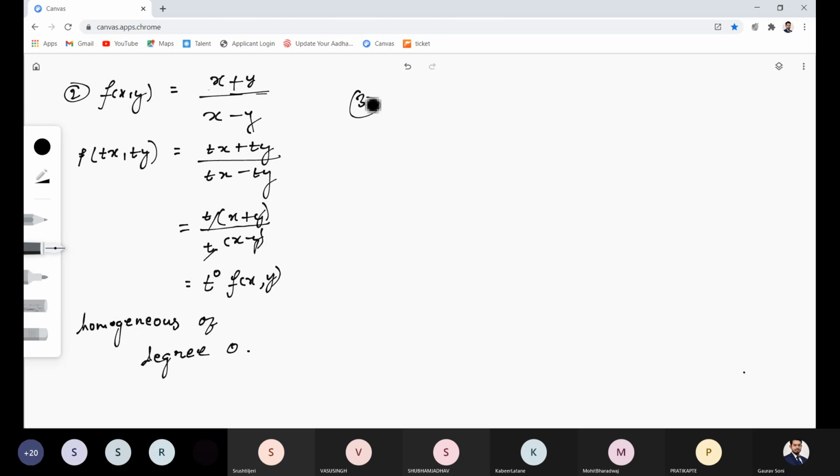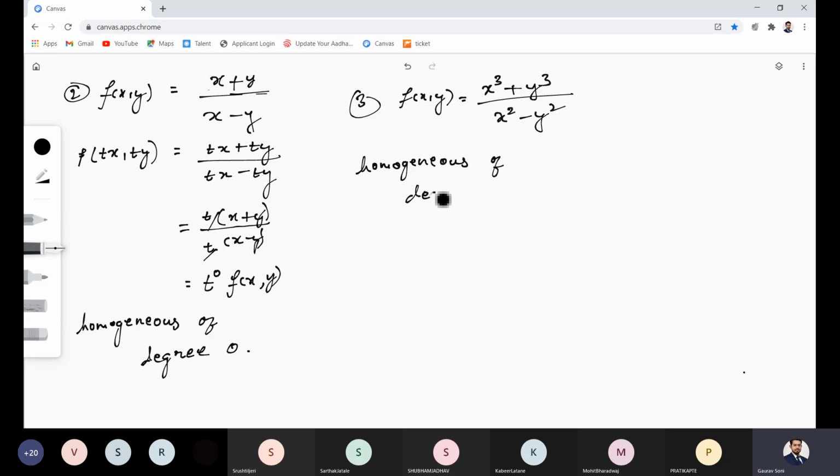Third, f of x comma y is equal to x cubed plus y cubed upon x square minus y square. Anyone? Sir, homogeneous with degree 1. Exactly. Homogeneous of degree 1.